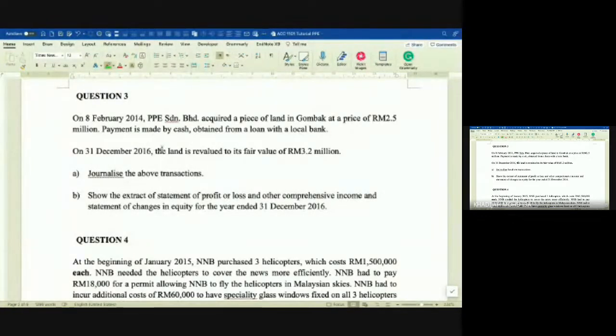So now we are going to revalue the land. Land initially is at 2.5. Now we are going to increase the value of the land so that it becomes 3.2 million. So that's why we are going to debit land, but debit how much? We're only going to debit land 700,000. Does that make sense? Debit your land 700,000. And because we revalue, you're going to credit your revaluation reserve, against 700,000.